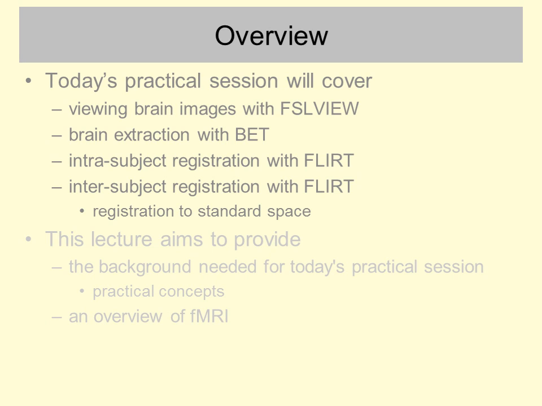Inter-subject registration with FLIRT is just an extension of that to when you want to make point-by-point mappings between different participants, so that you can say, well, this is for example the superior colliculus in both people. That's achieved via registering both of those individual people to a standard or template space. Much more about that later.